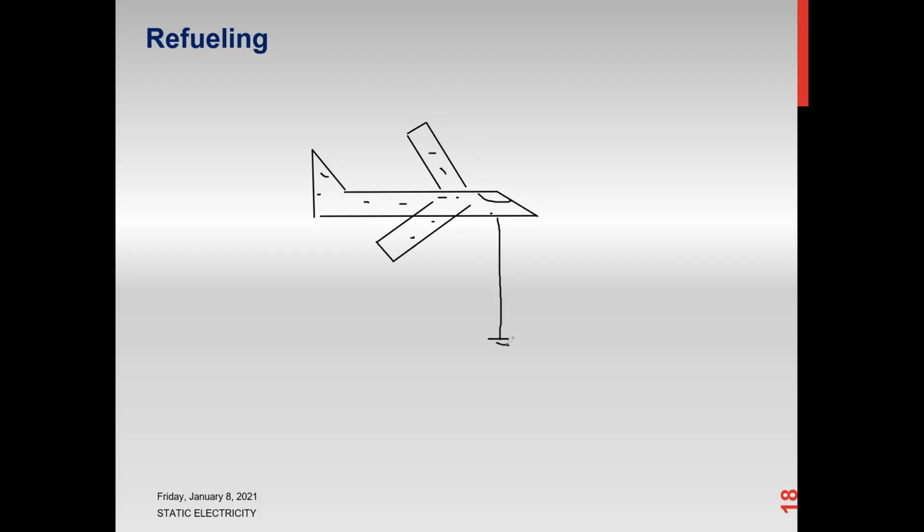What is the purpose of this wire? First, this wire will remove all of the charge from the plane, and when they remove all of the charge from the plane, then they can do refueling or add fuel. Otherwise, without earthing, if they refuel this plane with a charge on the body, when this charge starts to move, it produces a spark, and that spark may cause a fire or explosion. Is it clear?